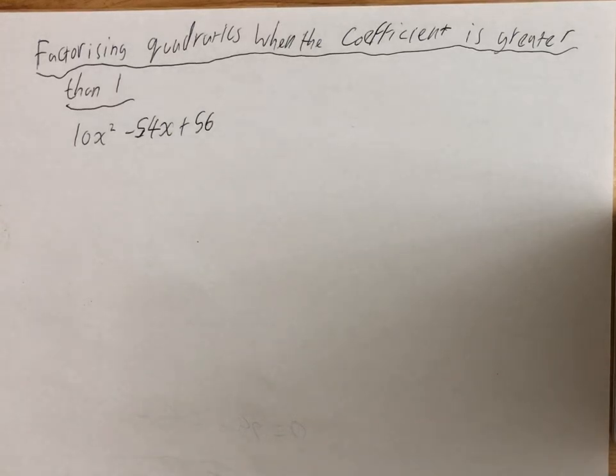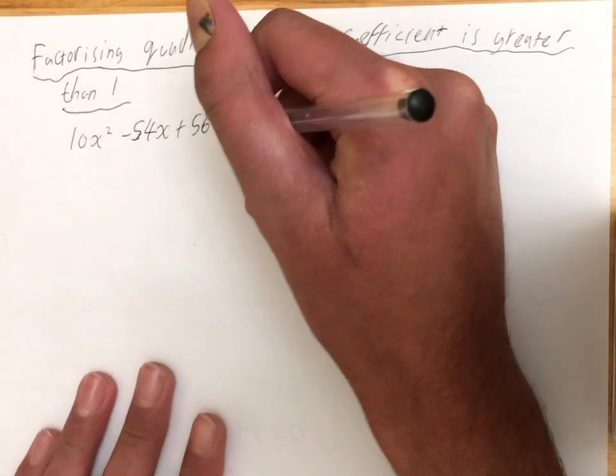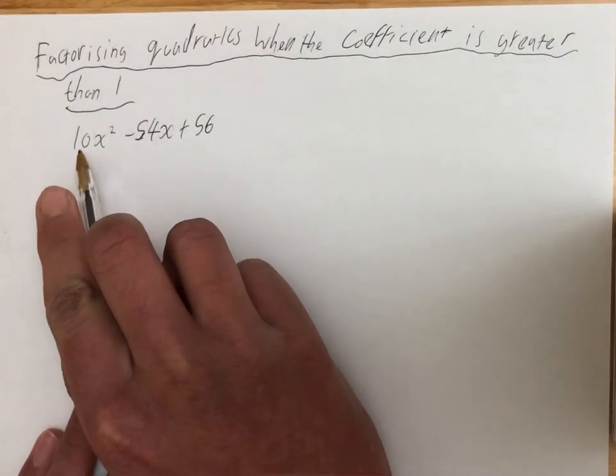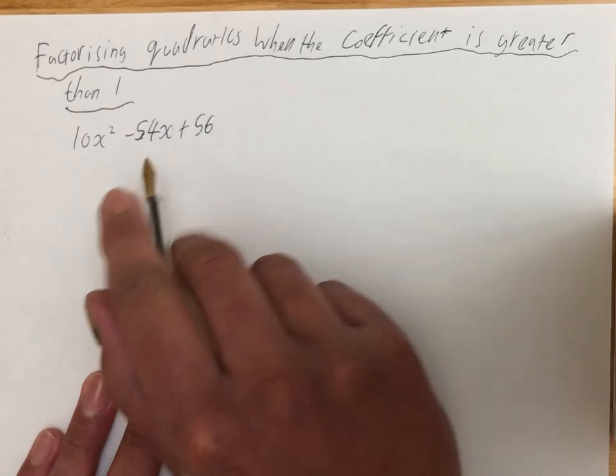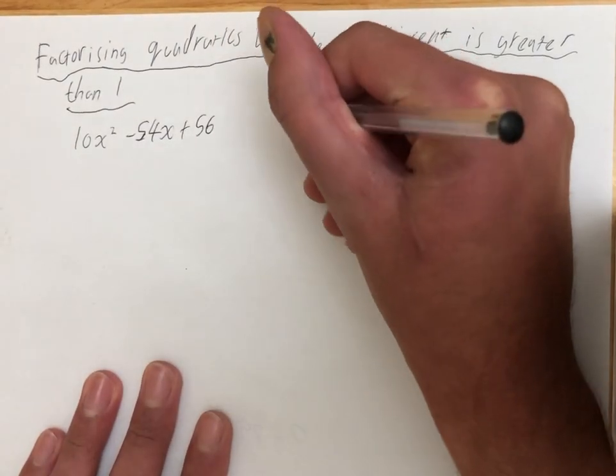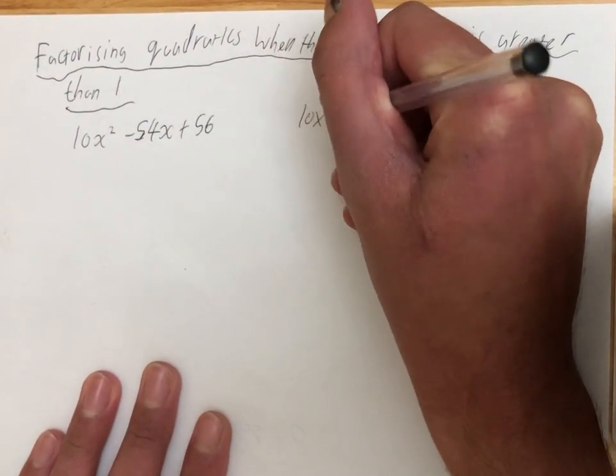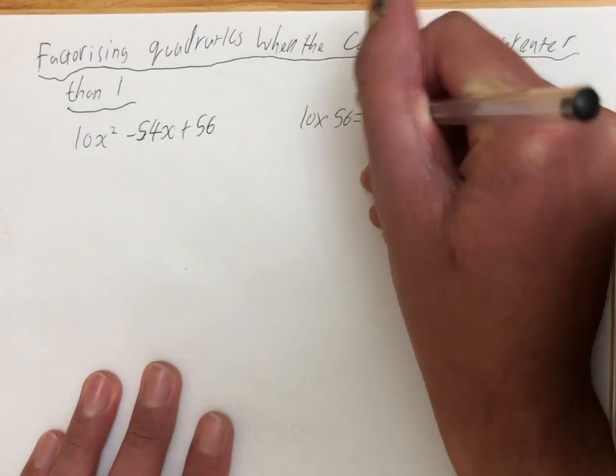In this video, we will be learning how to factorize quadratics when the coefficient is greater than 1. So the first step, you'd have to multiply this number, which is ax squared, by c, which is 56. So that would be 10 times 56, which would give us 560.